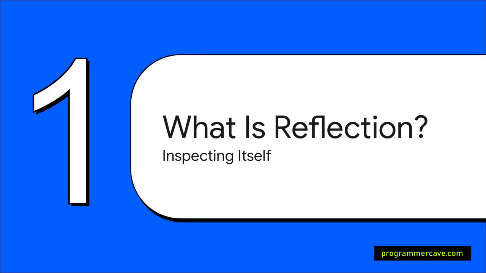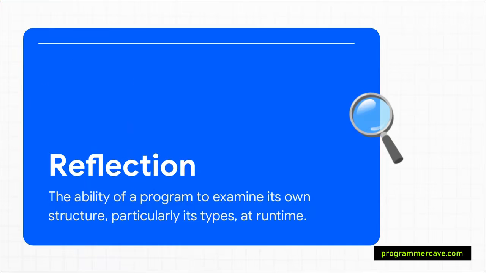Okay, so what is reflection, really? In the simplest terms, it's a program's ability to inspect itself. So yeah, the official definition is right there. It's the ability for a program to look at its own structure, especially its types, while it's actually running. This is a game changer because it means you can write code that's incredibly flexible, code that can handle types you didn't even know would exist when you wrote it.